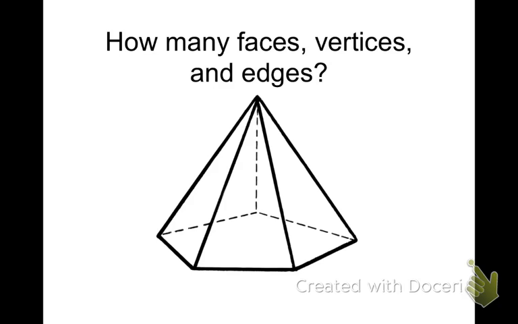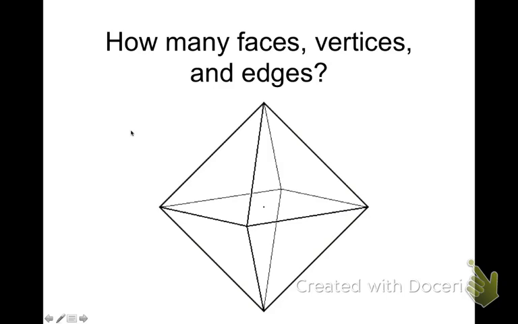All right, how many faces does that shape have? 1, 2, 3, 4, 5, 6. How many vertices? 6. 6 vertices, right? And how many edges? 10, right? So is 6 plus 6 equal to 10 plus 2? Did we do our math right? 12 is equal to 12?